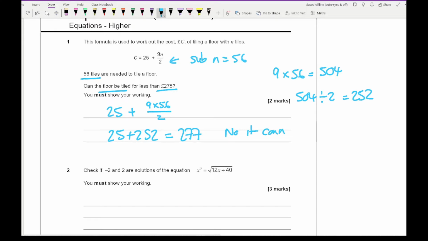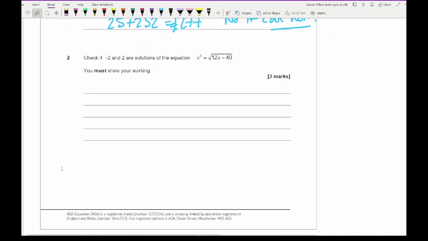I don't know why I put two N's. Let's just get rid of one of them. There we go.